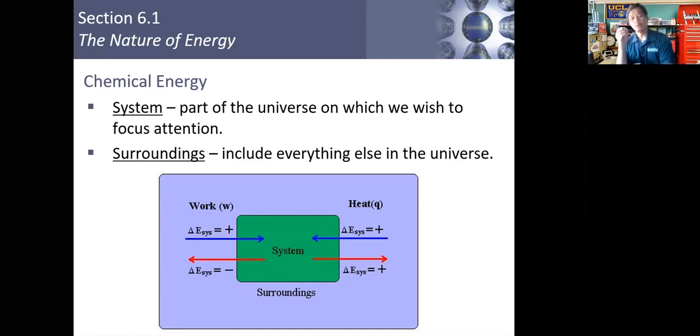And so we left off on Thursday with a basic definition of system and surroundings, and we need to be able to differentiate those two if we're going to talk about the energy flow.